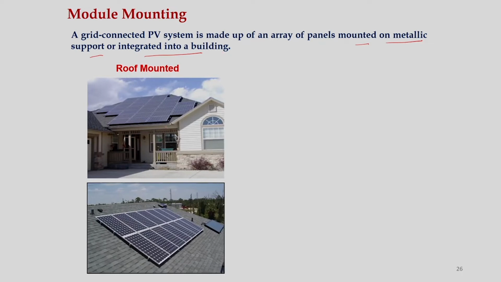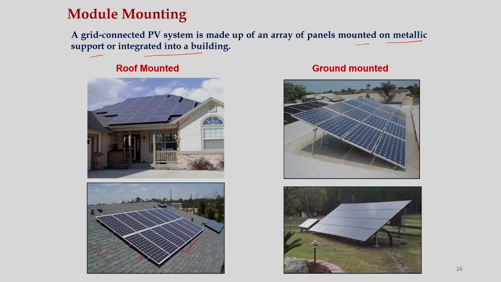This is a configuration for roof mounted. The roof is here, and parallel to the roof these modules are connected. Of course, there is a gap and clamps are there to hold the structure, right. These are the modules. This way you can see different configurations, and here what you can see is a ground mounted system.